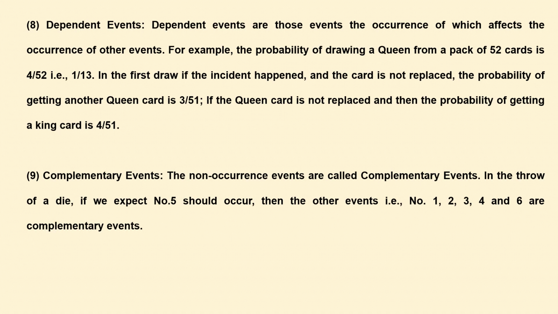And complementary events. The non-occurrence of events are called complementary events. In the throw of a die, if you expect number 5 should occur, then the other events, that is number 1, 2, 3, 4 and 6, are complementary events.